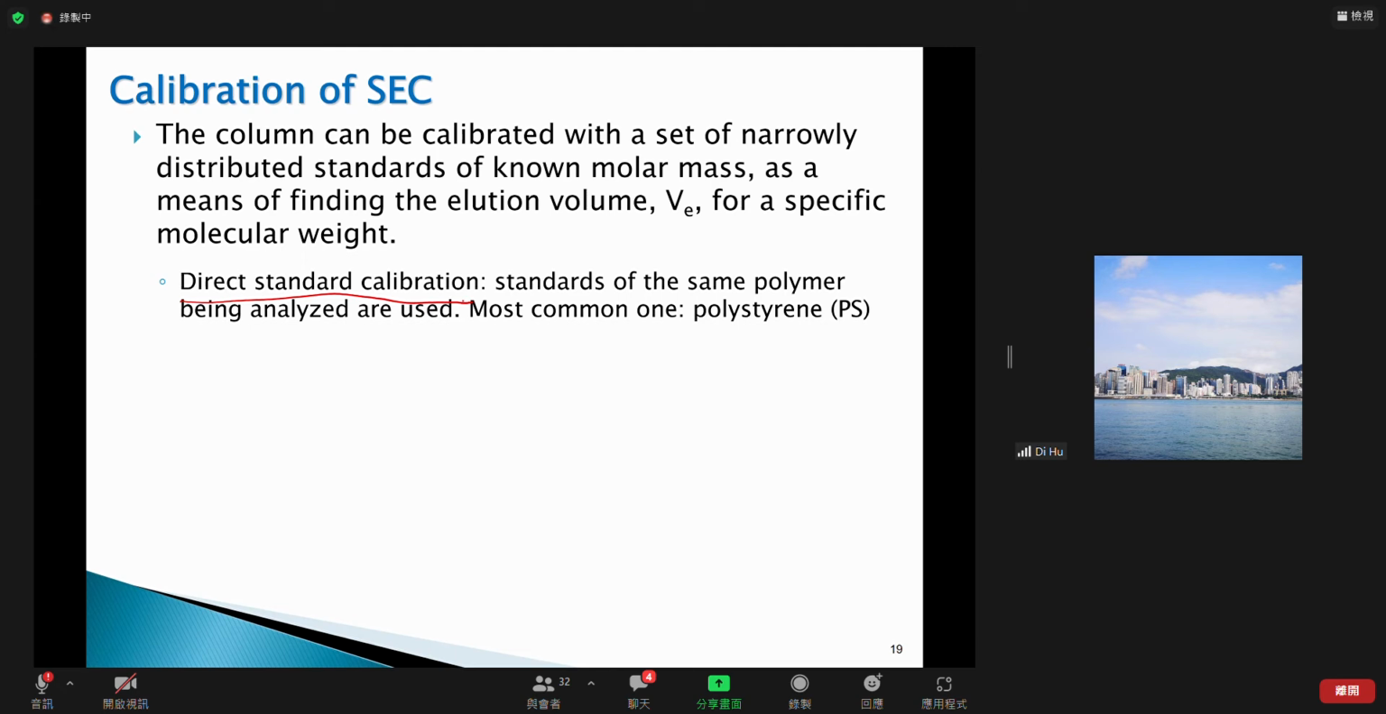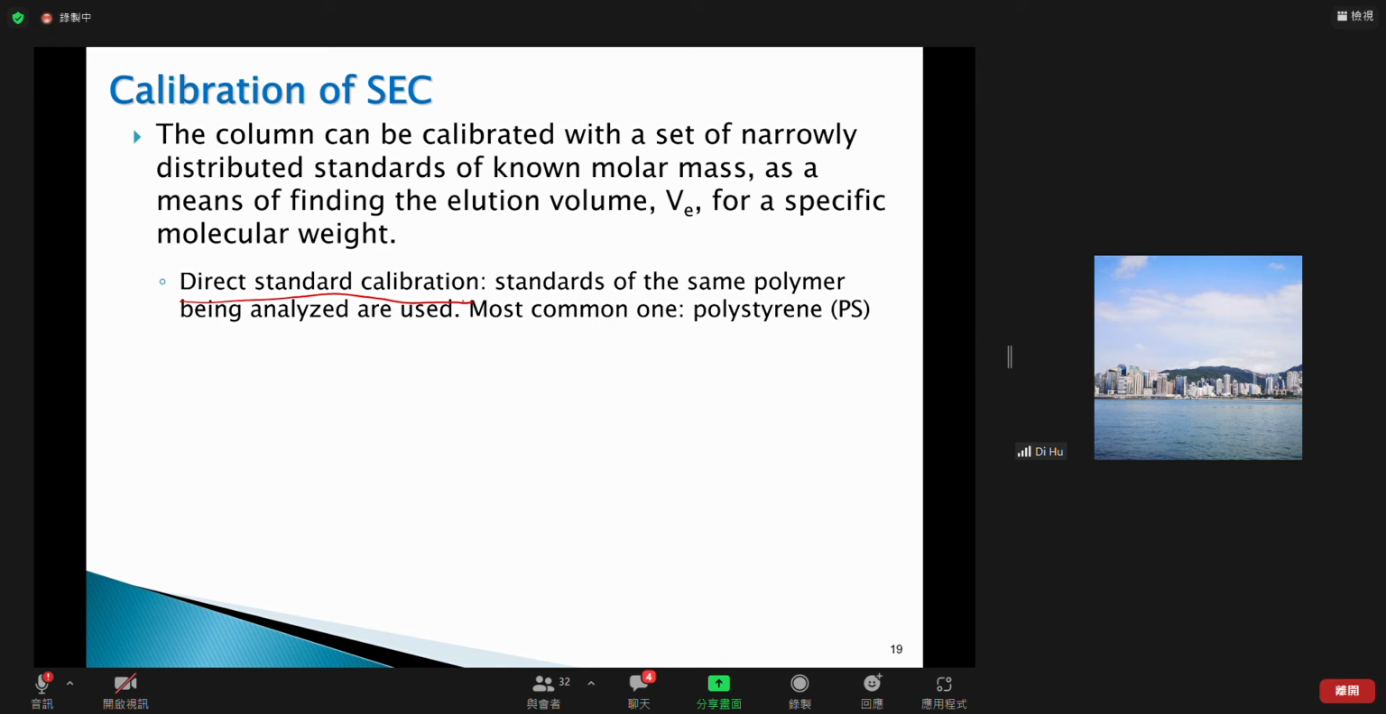What do I mean? That means the standards you use for calibration are the same polymer being analyzed. If you're analyzing polystyrene, you use polystyrene as the standard to do the calibration. Exactly the same. Actually polystyrene is the most commonly used one. So if you want to analyze the same one, use the same standard, then the molecular weight you get will be the true molecular weight.